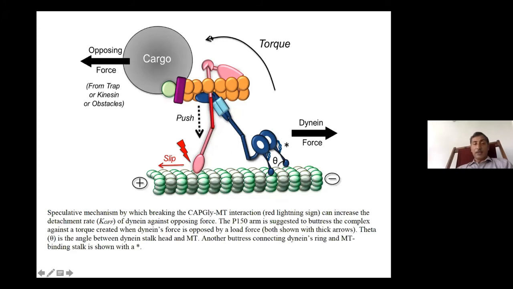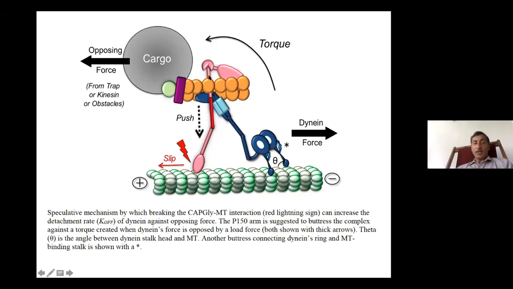Here is the whole machine. Okay, it's a cartoon, of course. Here is Dynein in blue, and it wants to go this way. Okay, and it is attached to a cargo via Dynactin, which is this, and Dynactin is again attached to the microtubule here. Now when Dynein pulls in this direction, and let's say I pull with the optical trap in the opposite direction, you can expect a torque to be generated, and this is shown by this arrow here.